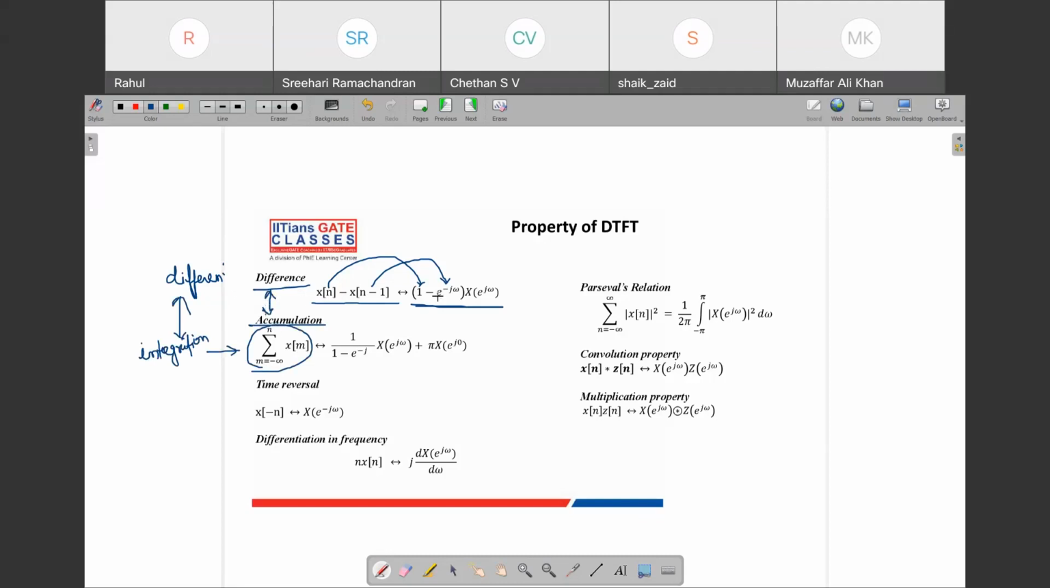So in the difference, you are multiplying it with 1 minus e to the power j omega, and in the accumulation, you will be multiplying it with, there is an omega term here, 1 by e to the power minus j omega, X of e to the power j omega.